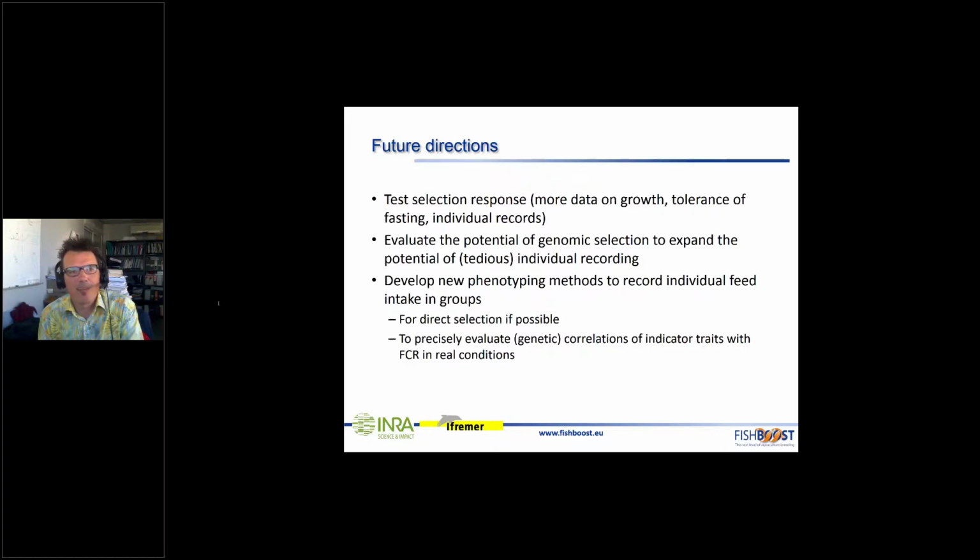I'd like to give an overview of where we are, how far we are. What we know is that it's now routinely used in salmon breeding, or at least the routine is starting. And genomic selection is also used in some trout breeding programs. And there are plans to implement it in sea bass and sea bream in the short term, in the next 2-3 years.